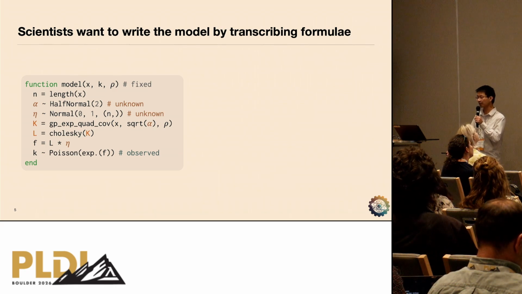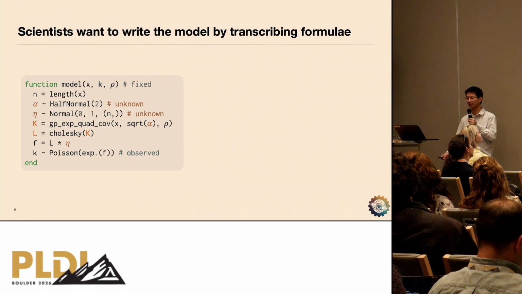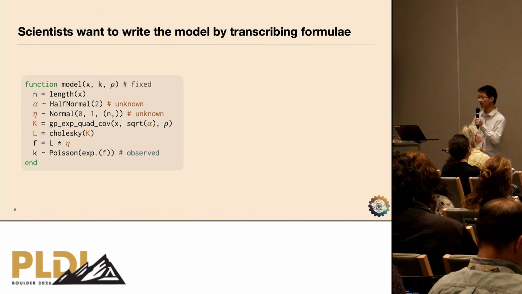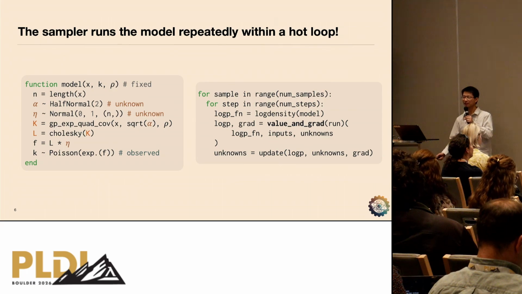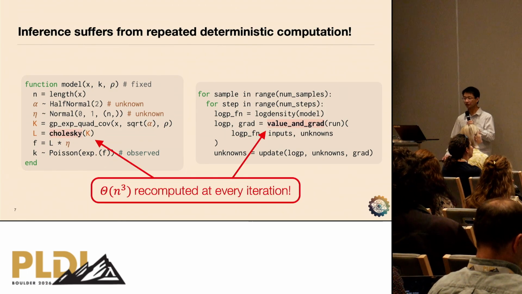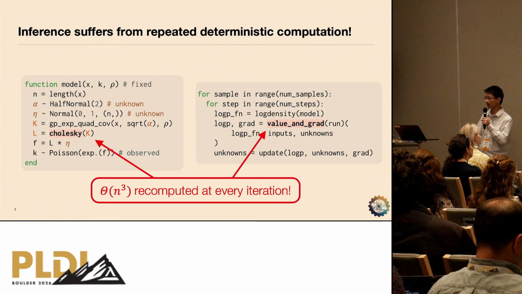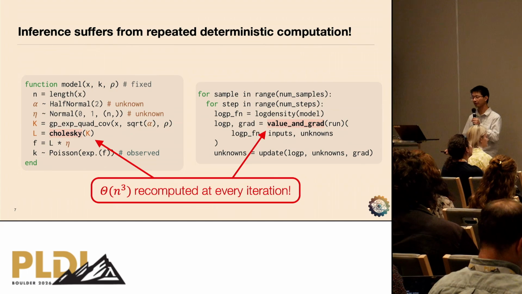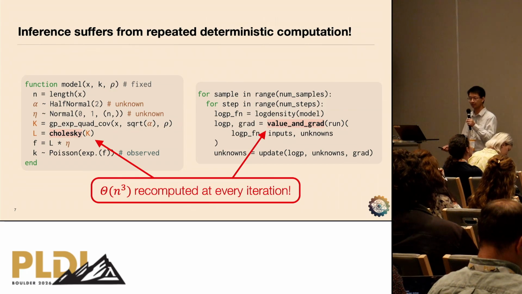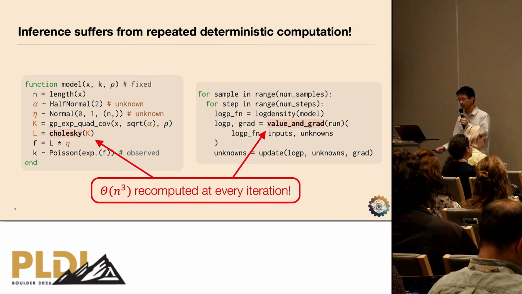A scientist would love to write their model by directly transcribing their scientific formula like this. And then they call a probabilistic programming framework to automatically generate this loop, a sampler that runs this model repeatedly within a hot loop. There's a problem with this directly transcribed code: the expensive Cholesky operation is recomputed at every iteration, and there's no way for a general purpose compiler to eliminate this repeated computation.